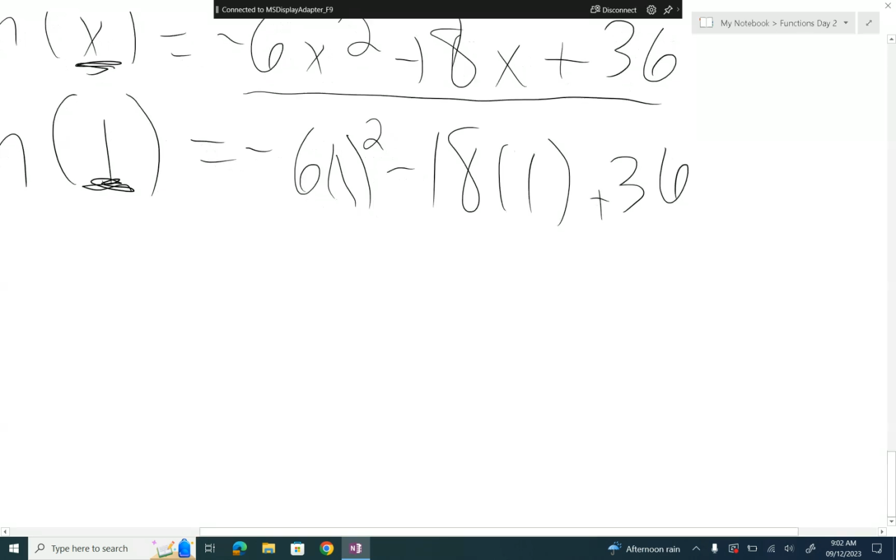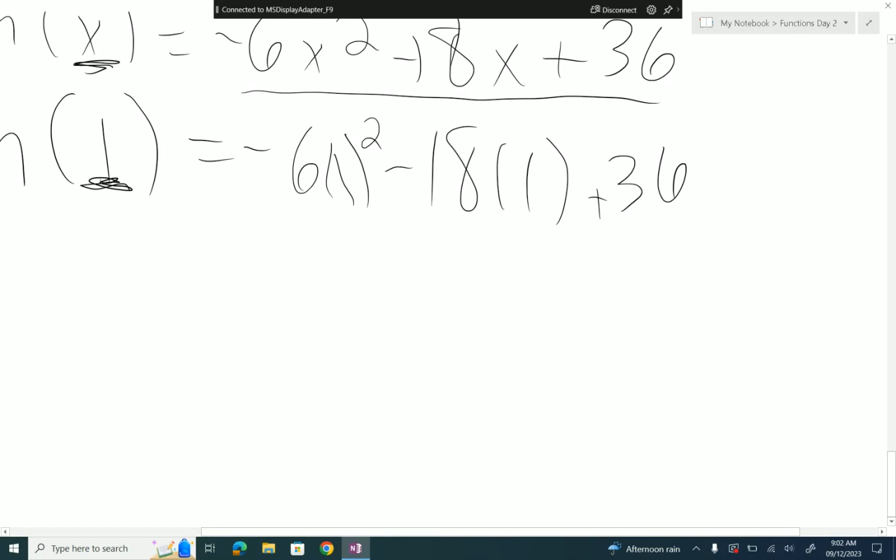So now I've got to simplify. And I'm going to do the same thing, PEMDAS. And I want to do exponent first. So what am I going to get for 1 squared? Bree, what am I going to get for 1 squared? 1. So it's going to be negative 6 times 1 when I simplify that.